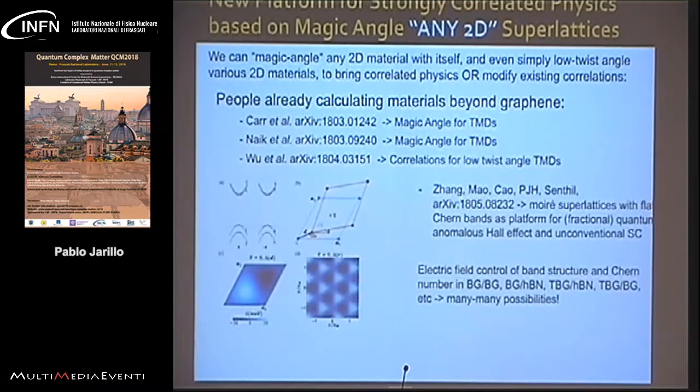In fact, for many materials which are a little bit correlated, you don't even need to hit the magic angle. You can just be at low twist angle, and you will introduce extra correlations and modify correlations, and people are already starting to predict all of these for all 2D materials.